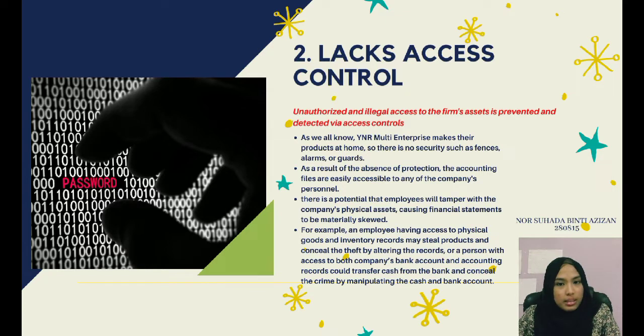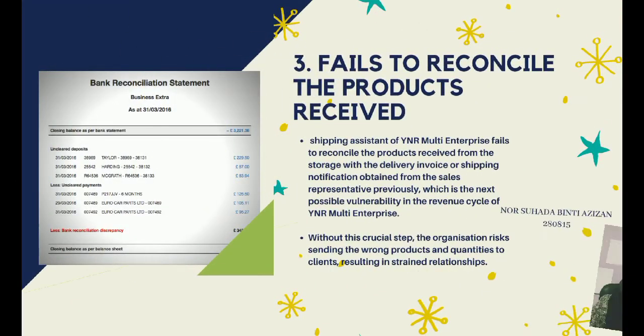For example, an employee having access to the physical goods and inventory records may steal the product and try to conceal the theft by altering the records, or a person with access to both the company bank account and accounting records could transfer cash from the bank and conceal the crime by manipulating the cash and the bank account.